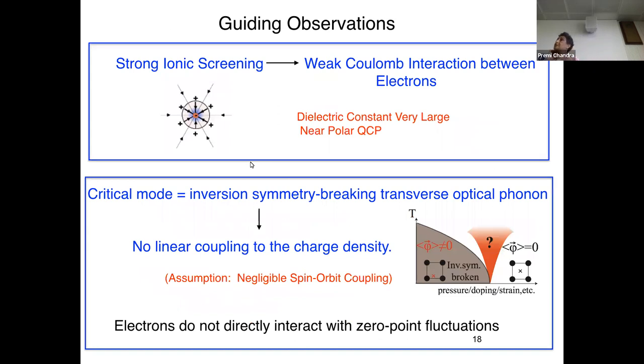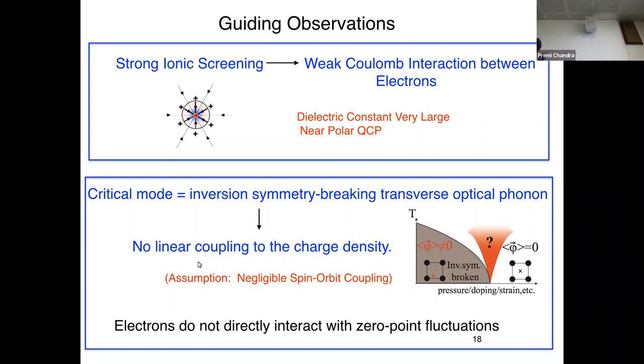So what are our guiding observations? Number one, we have very, very strong ionic screening. So very weak Coulomb interaction between the electrons. Remember, we're close to the polar quantum critical point. The dielectric constant is very large. Okay, so we have very, very weak Coulomb interactions. And the second is that, as we've discussed, the critical mode is an inversion symmetry breaking transverse optical mode, and there's no linear coupling to the charge density. Of course, we're assuming negligible spin orbit coupling.